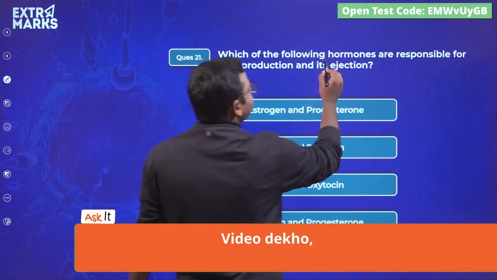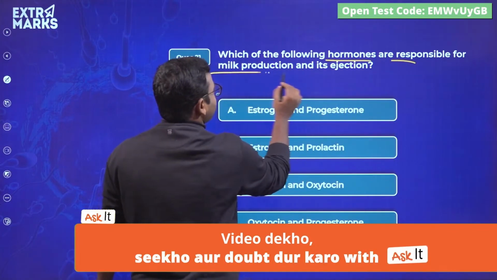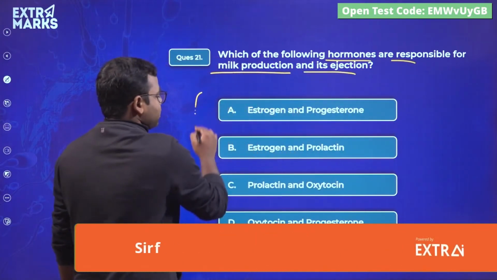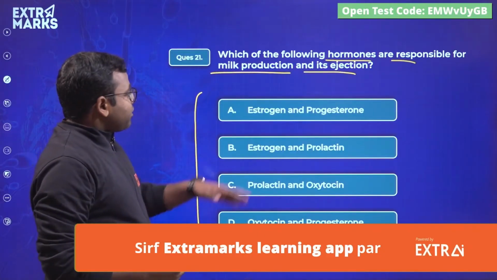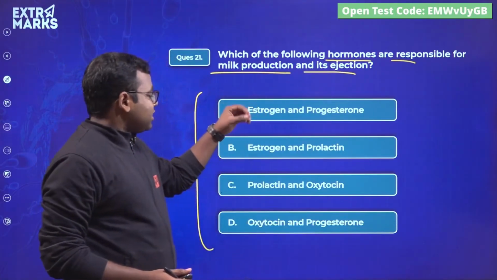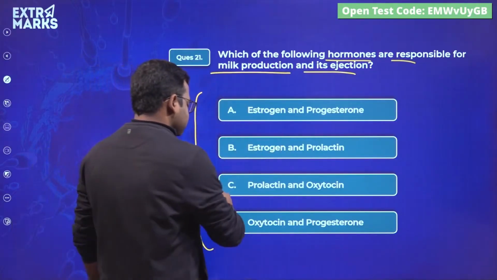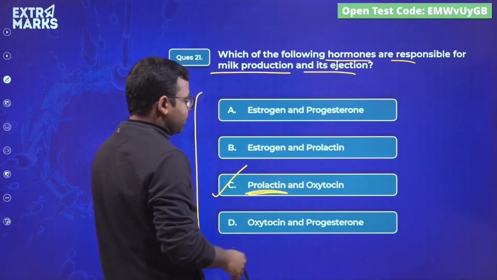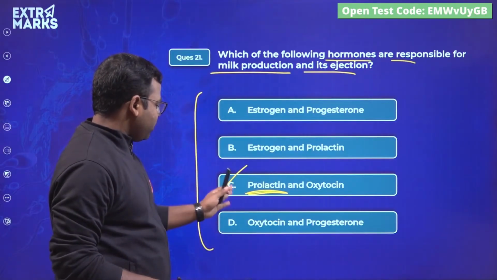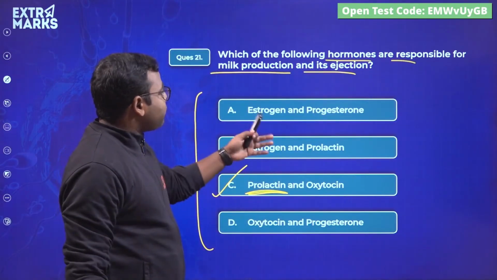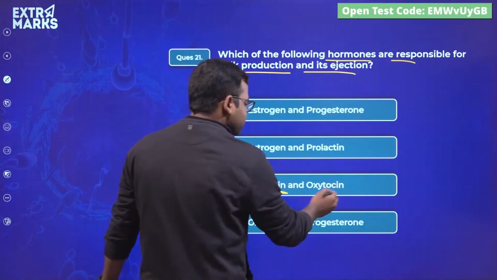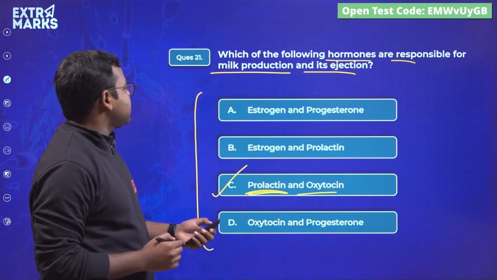Moving ahead now with the next question. Which of the following hormones are responsible for milk production and its ejection? Now, basically for milk production, prolactin is required, PRL, yes, PRL is required. Nowhere else will you find PRL, only in option C you will get it. And for the ejection, oxytocin is there. The correct answer is option C.